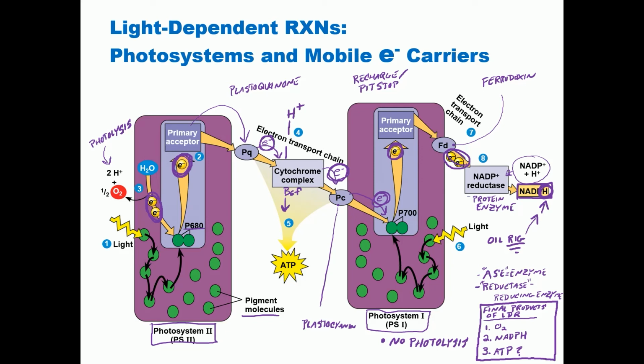Now that is the end of the electron transport chain for the light-dependent reactions, and we've made NADPH, and we also made oxygen along the way as well. But we still haven't made ATP, but I'm going to talk about that in the next video, how we get ATP out of this process.